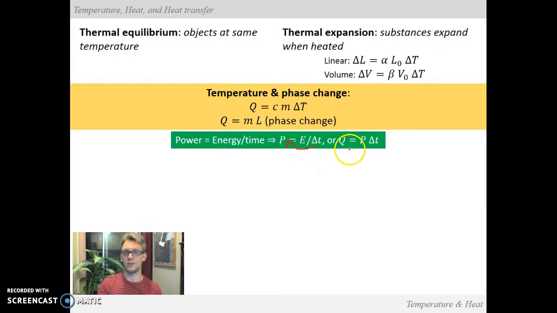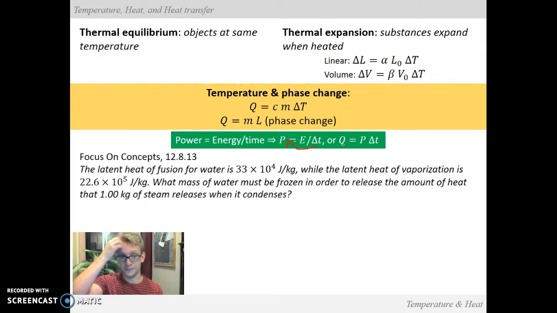So, and then replacing E with Q, we get that Q, or the energy change, is equal to P times the amount of time that power is being provided. So, just an important thing to note in terms of the relationship between power and energy and Q, and then how to use it with our temperature and phase change equations.